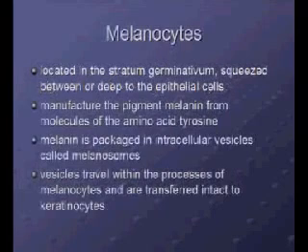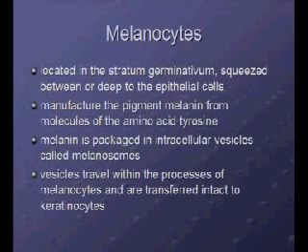We'll go into a little more detail, and I'll show you some more slides representative of melanocytes later in the lecture. Melanocytes are located in the stratum germinativum. They're squeezed between or are deep to the epithelial cells. They manufacture the pigment melanin from molecules of the amino acid tyrosine. And the melanin is packaged in intracellular vesicles referred to as melanosomes. These vesicles will then travel within the processes of the melanocytes and then transfer intact to keratinocytes.